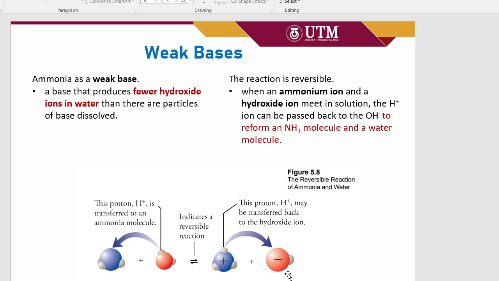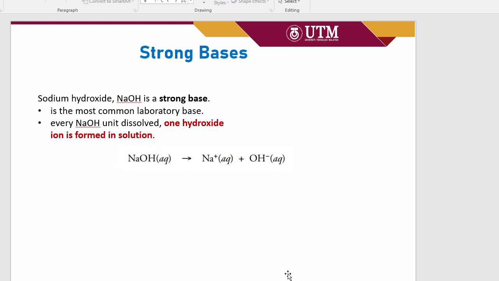Okay? How about the strong bases? For example, sodium hydroxide, NaOH, is a strong base and a very well-known one. This kind of reaction is common in the laboratory. For every NaOH dissolved, one hydroxide ion is formed in the solution. Totally, hydroxide ion will form.